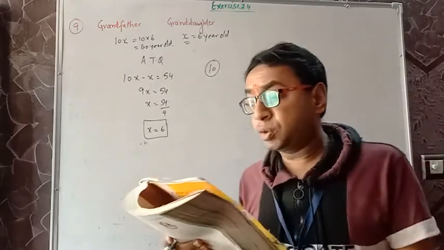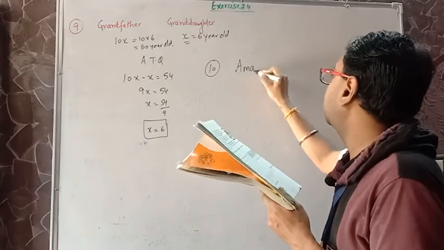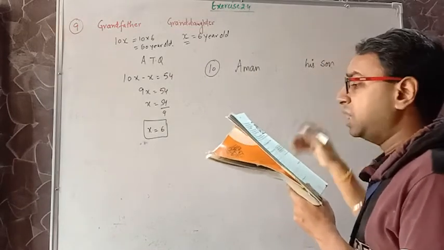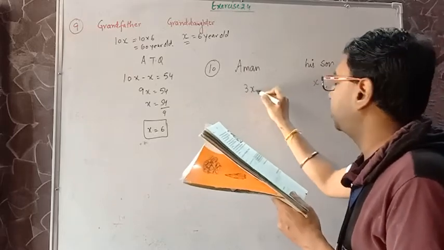Aman's age is 3 times his son's age. We have again two characters, Aman and his son, and it is given that Aman's age is 3 times his son's age. If the son's age is x, definitely Aman's age is 3x.